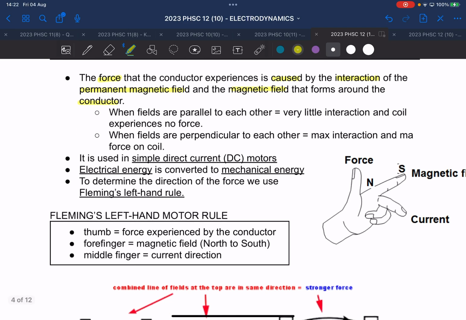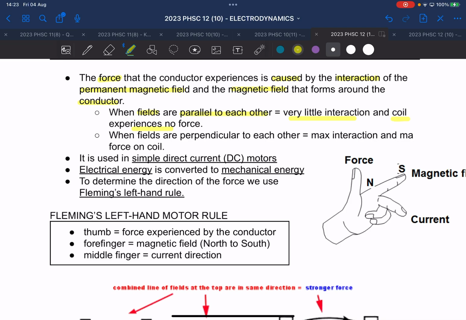Okay, then when these two fields are parallel to each other, when they are in the same direction, then there's very little interaction. So daar's nie eintlik 'n aantrekking of 'n afstoting, want hulle gaan net in dieselfde rigting. And then the coil experiences no force. So dit is, if I would have put my magnet like this, that's where you see nothing happens.